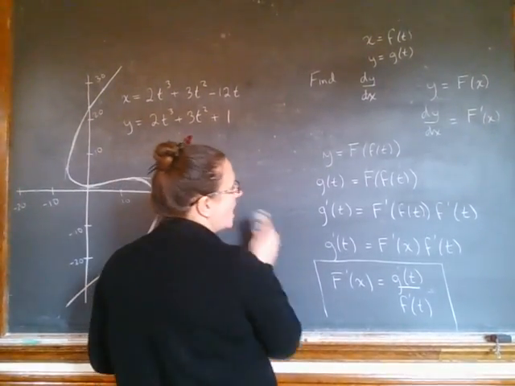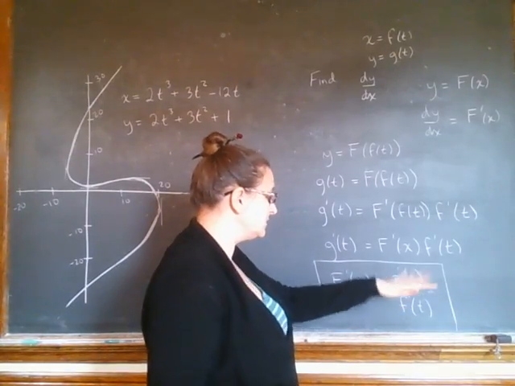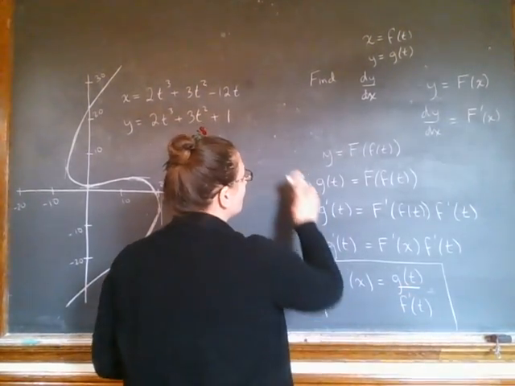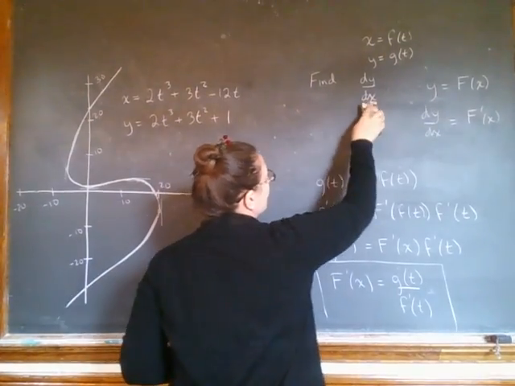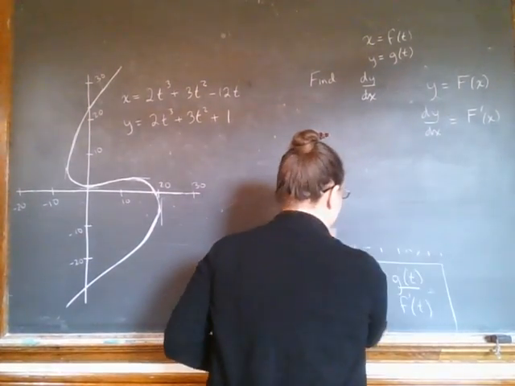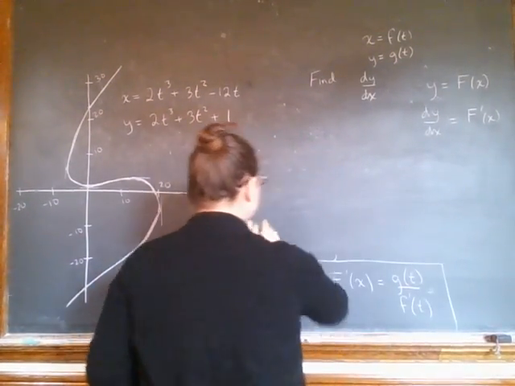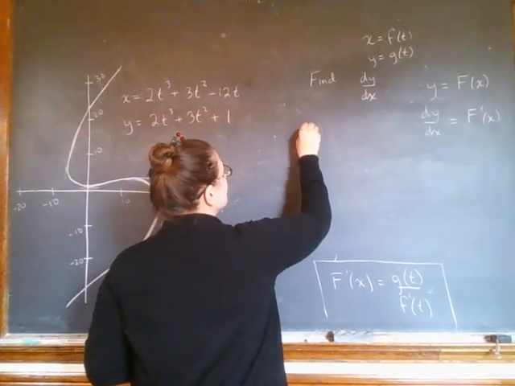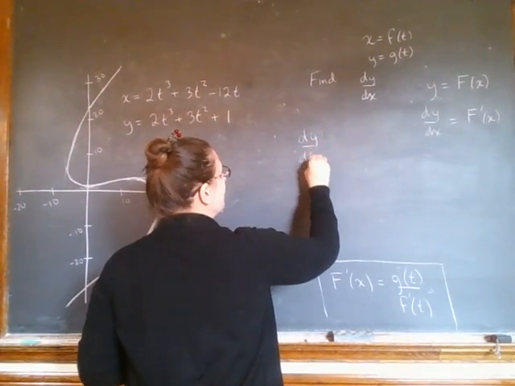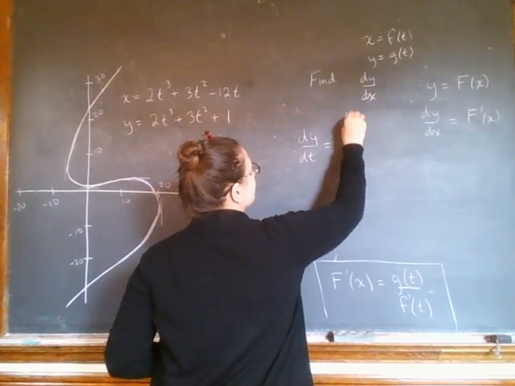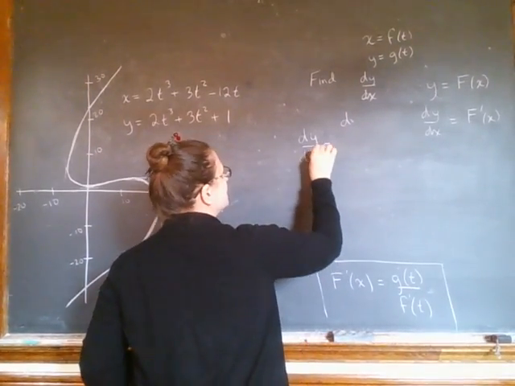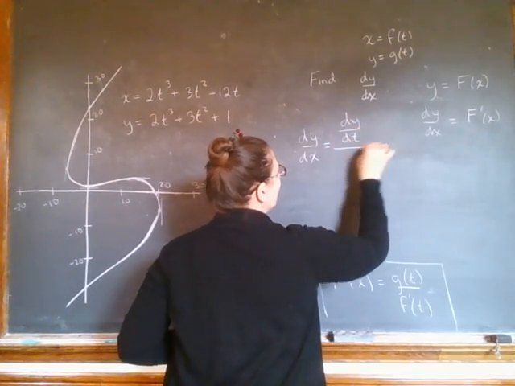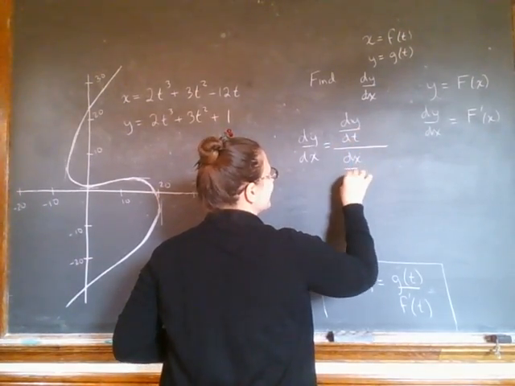Personally, you can remember it in this form, okay? You can also use the Leibniz notation. I prefer it myself because it's much easier for me to remember. And in Leibniz notation, dy/dx is dy/dt divided by dx/dt.